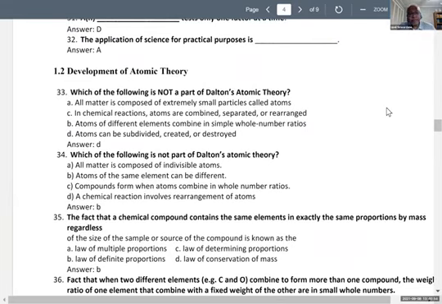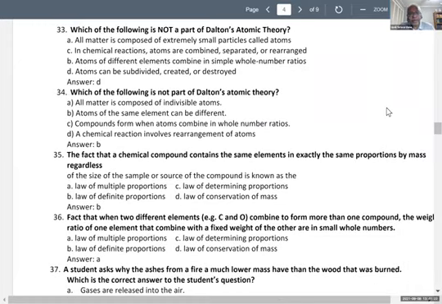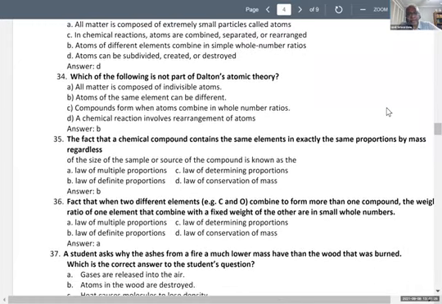Matter is composed of extremely small particles called atoms. That is true. In a chemical reaction, atoms are combined, separated, or rearranged. That's true. Atoms of different elements combine in simple whole number ratios. That's correct. Atoms can be subdivided, created, or destroyed. He didn't say that; he said atoms are indivisible. So that is not included in Dalton's atomic theory. Number 35.